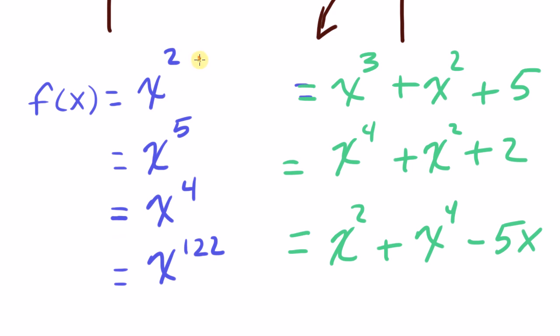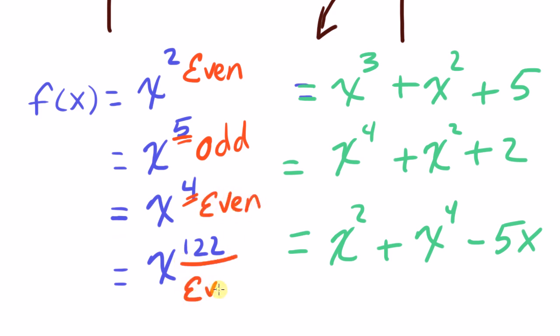And if you said even, you're right. X to the 5th, is this an even or odd function? If you said odd, you're right. X to the 4th, even. X to the 122nd, even. X cubed plus x squared plus 5.